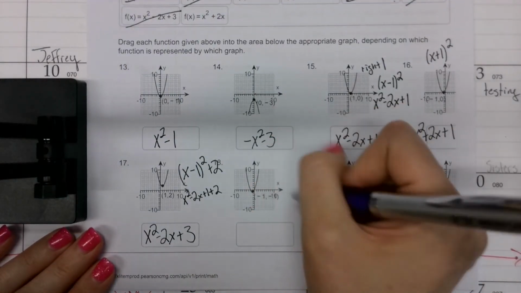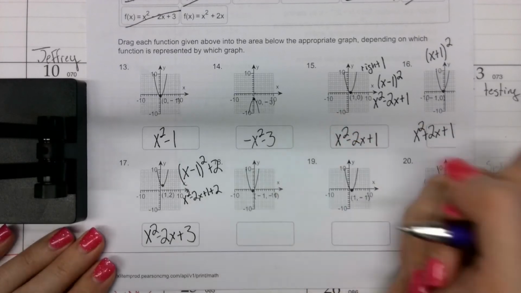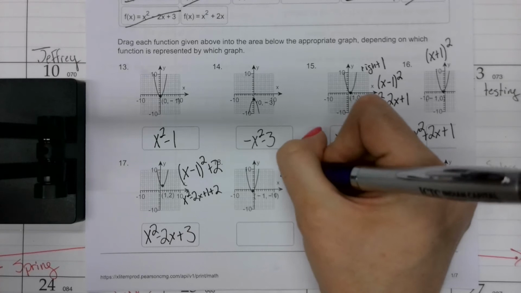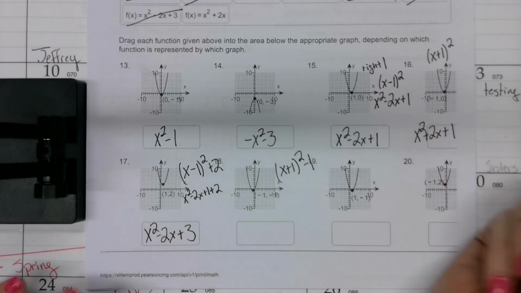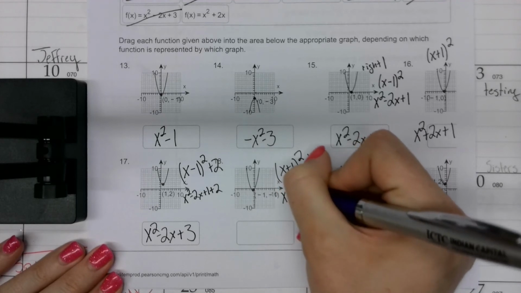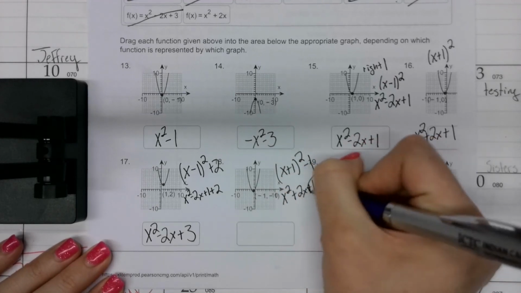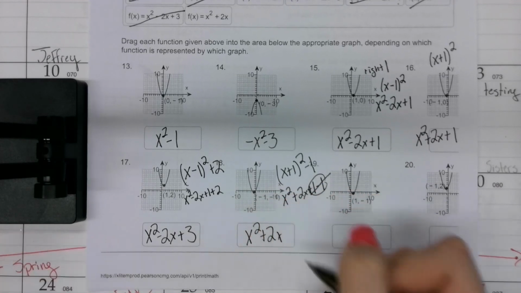Over here we have down 1, and I believe that's another down 1. So I'd have (x plus 1) squared subtract 1, so this would be x squared plus 2x plus 1 subtract 1, so these would cancel out. We'd have x squared plus 2x.